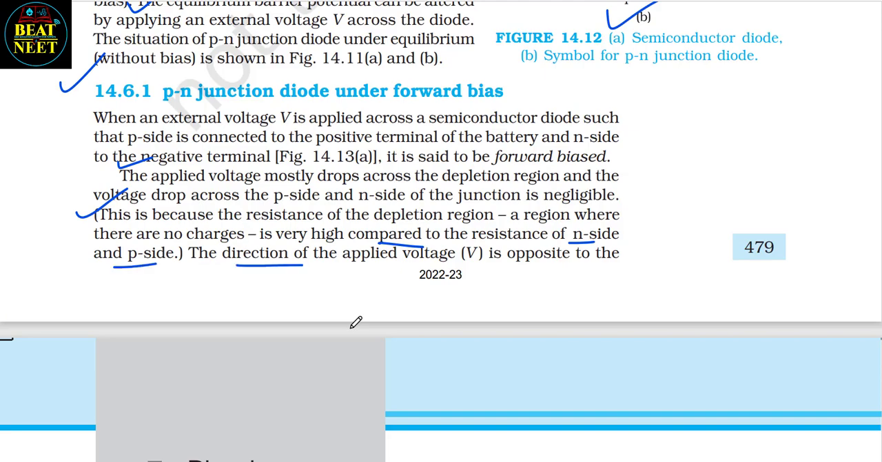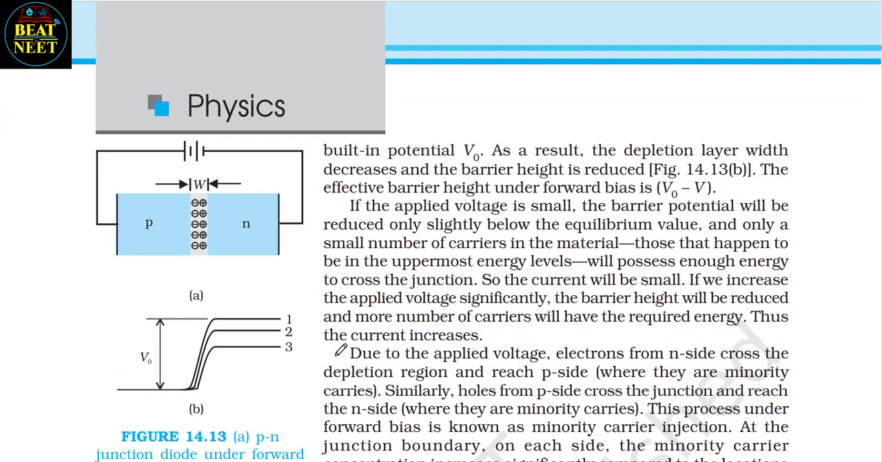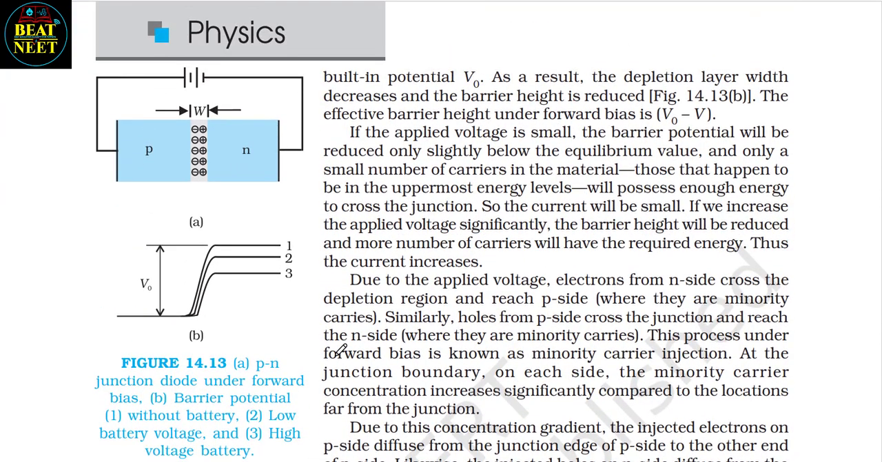The direction of applied voltage V is opposite to the built-in potential V0. As a result, the depletion layer width decreases and the barrier height is reduced, figure 14.13b. The effective barrier height under forward bias is V0 minus V. If the applied voltage is small, the barrier potential will be reduced only slightly below the equilibrium value and only a small number of carriers in the material, those that happen to be in the uppermost energy levels, will possess enough energy to cross the junction. So the current will be small.